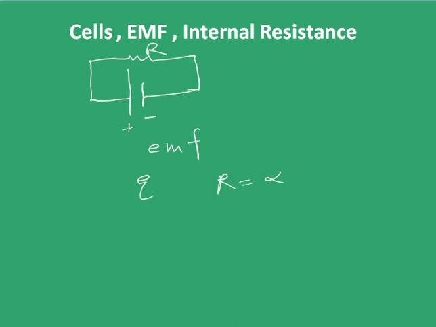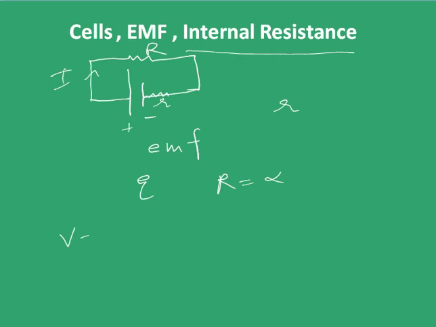If R is not infinity, the potential difference between these two ends will be slightly lesser because the material which is inside the cell offers some resistance to the current passing, and that resistance is nothing but the internal resistance. It is denoted by the small letter r. So say you have some current I. Now what can I say from this circuit? I'll apply Ohm's law for this resistor capital R.